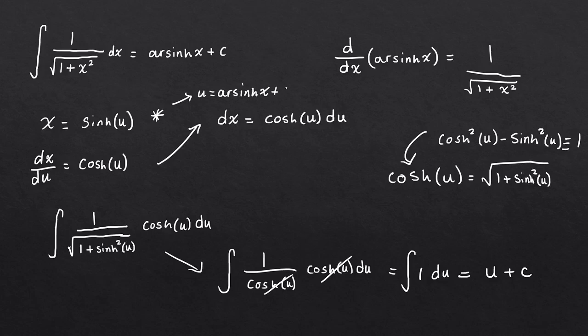Okay, and then u is equal to arsinh x. Don't put the plus c there. We put that back in here. So u is arsinh x, so arsinh x plus c. Okay, and that's how we get our result.